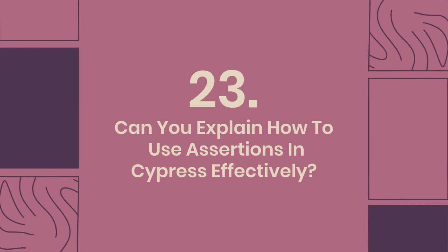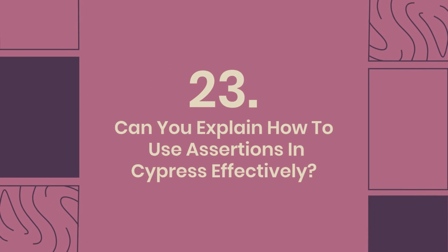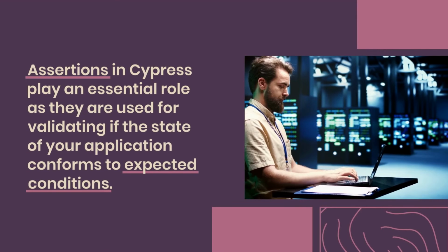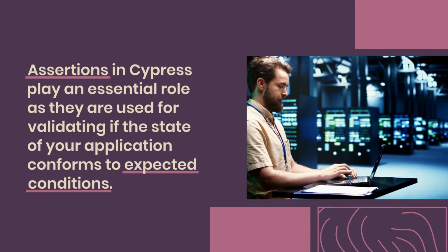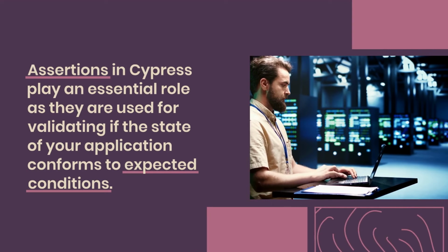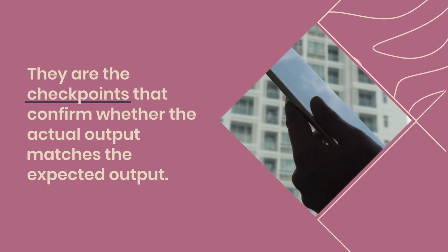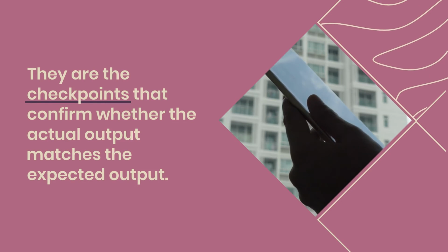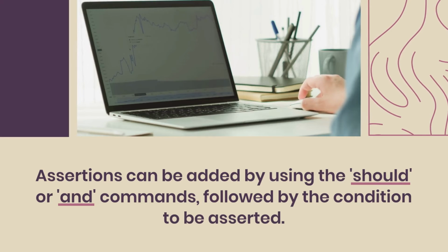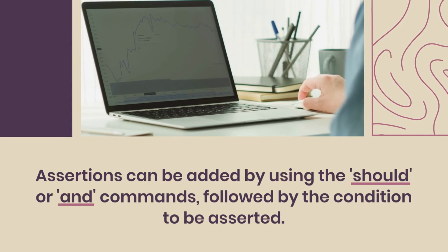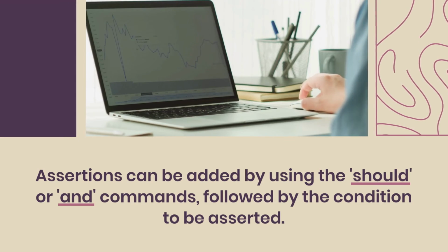23. Can you explain how to use assertions in Cypress effectively? Assertions in Cypress play an essential role as they are used for validating if the state of your application conforms to expected conditions. They are the checkpoints that confirm whether the actual output matches the expected output. Assertions can be added by using the should or and commands, followed by the condition to be asserted.